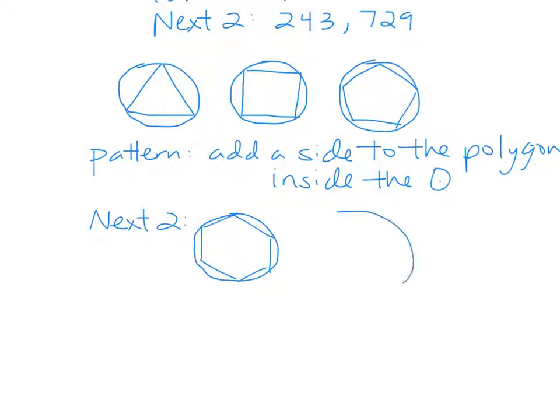Sorry, not beautiful, I know. And then 7. 1, 2, 3, 4, 5, 6, 7. Try to make them the same size. Mine are not. Sorry. Hexagon is 6, heptagon has 7. So you're adding one side each time. Octagon is 8. We'll talk about it more later in this school year.